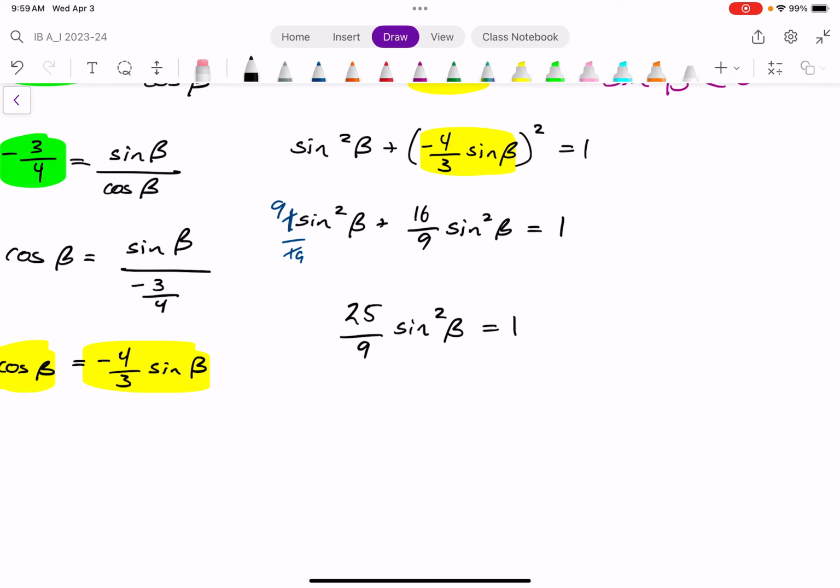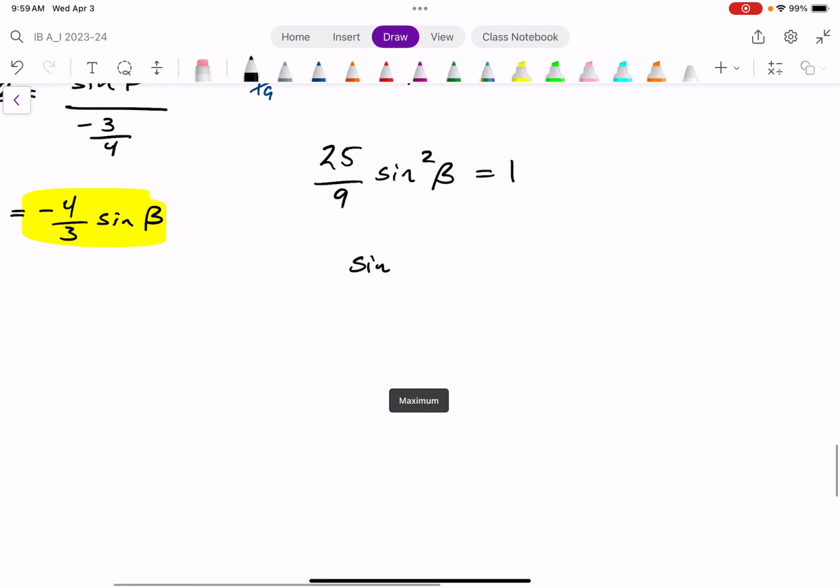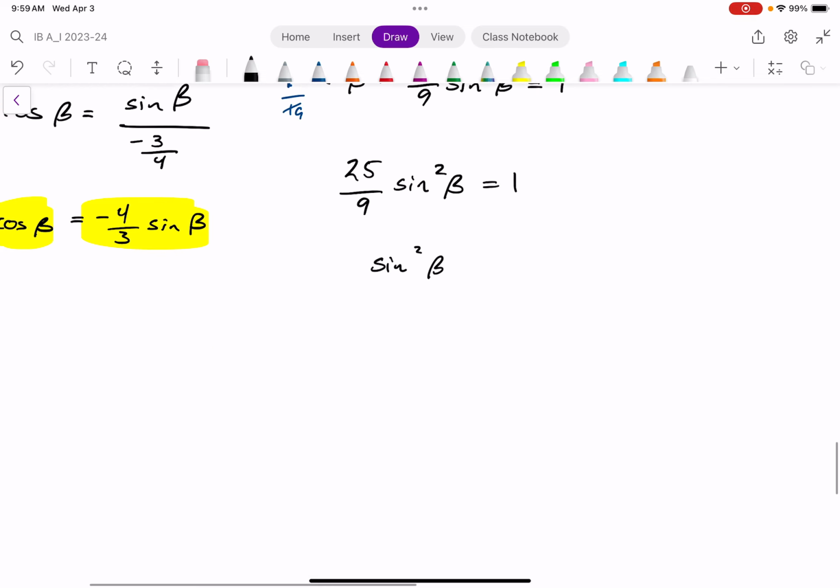And I'm just about done. Solve for sine squared beta. Well, I would first divide both sides by 25/9, which is the same as multiplying both sides by 9/25. However you look at it, I get sine squared beta equals 9/25. I want to square root both sides. That means I get the sine of beta equals, don't forget the plus or minus. Remember, anytime something squared equals a positive number, you have two possibilities. In this case, the square root of both 9 and 25 are perfect squares, so I get plus or minus 3/5.